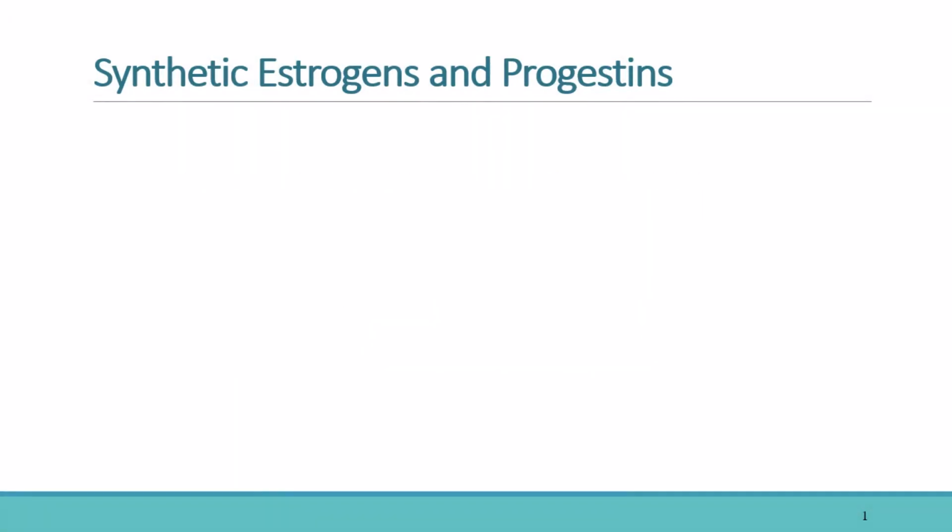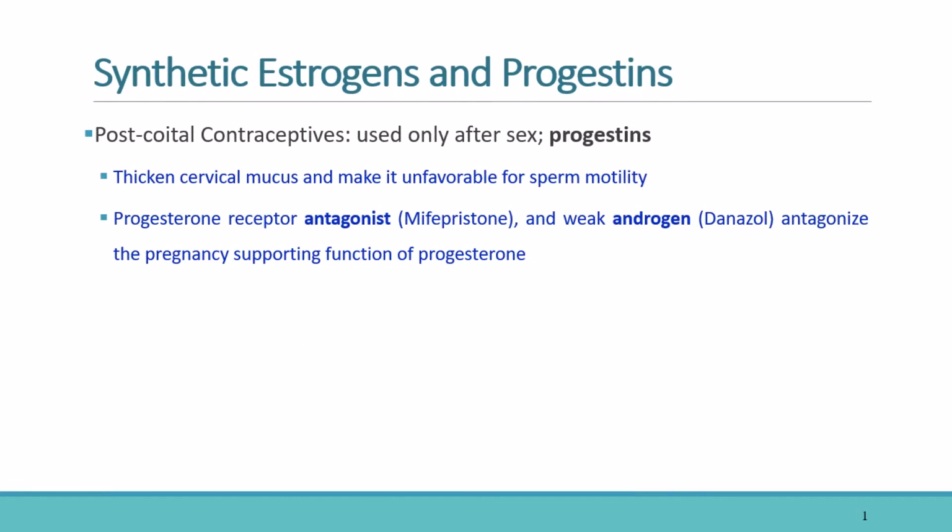Emergency contraceptives are used after unprotected intercourse. Most commonly, they involve high-dose progestins such as levonorgestrel. These drugs mainly work by delaying or inhibiting ovulation and by making cervical mucus unfavorable for sperm motility.